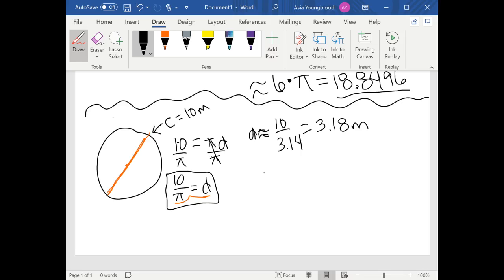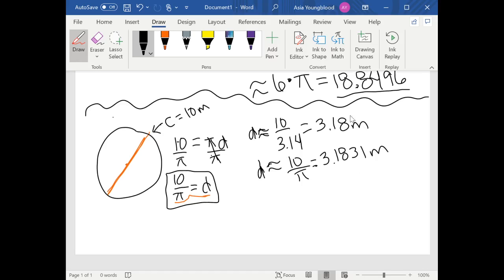Another approximation we can have is to use pi in the calculator. So if we do 10 divided by pi and actually type that in, we can extend that decimal a little bit. So we could also say this equals 3.1831 meters. Again, all three of these answers are correct. It just depends on how they ask you to find the answer in your specific problem.